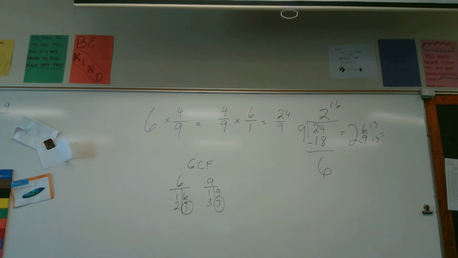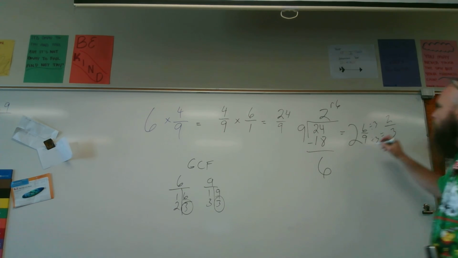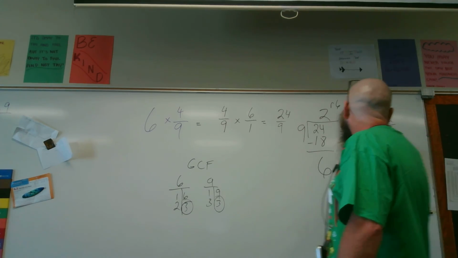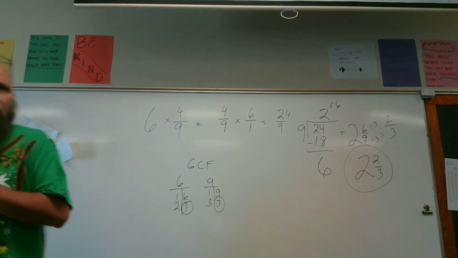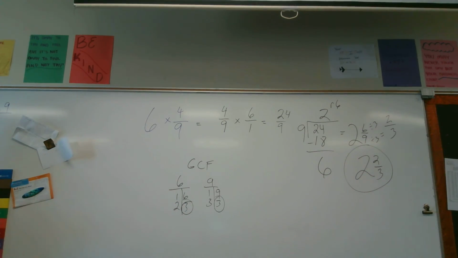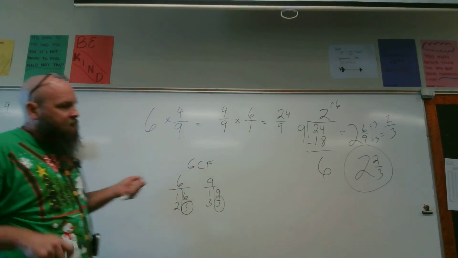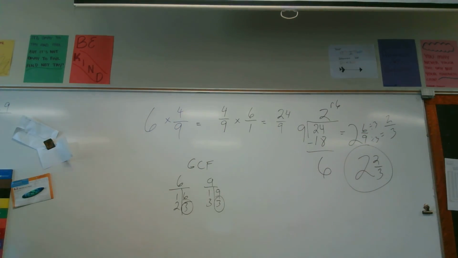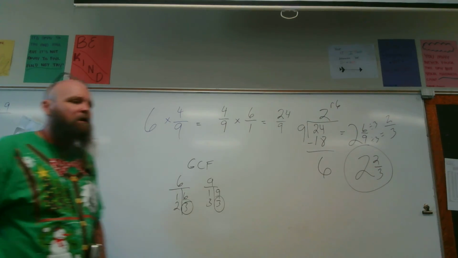Natalie, 6 divided by 3 is 2. 9 divided by 3 is 3. So my answer is 2 and 2/3. What kind of number is that, Natalie? Say mixed number. Mixed number, very good, because it has a whole number and parts of another number. Are there questions? Awesome.